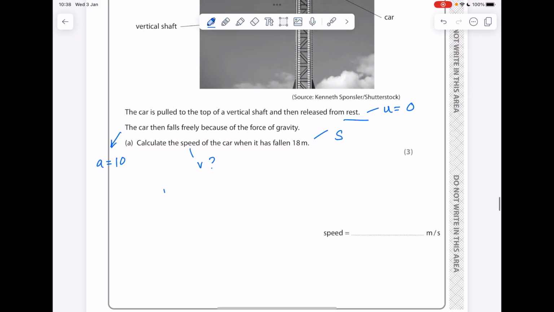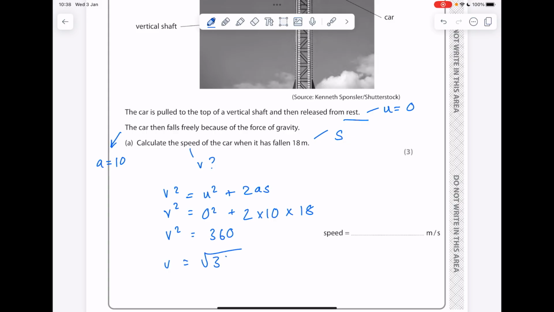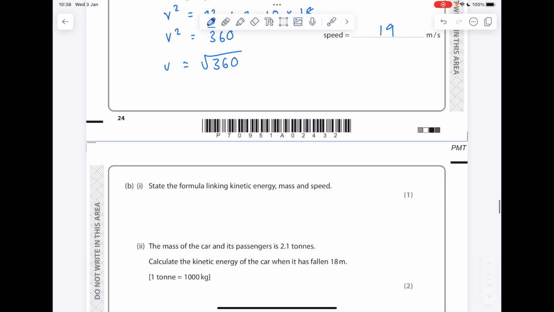So this is a SUVAT question. Do be prepared to find these hidden amongst other questions. We're being asked to find v. I've already said that our initial speed is 0. We're doing 2 lots of acceleration, which is 10 times that distance, 18. Sort out the right-hand side. 2 times 10 times 18 is 360. And then square root to find the value of v, and that is 19.